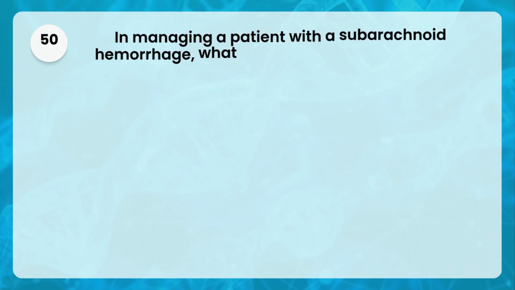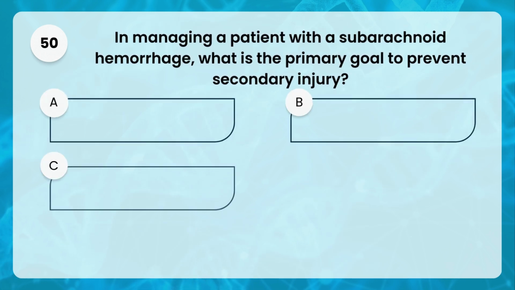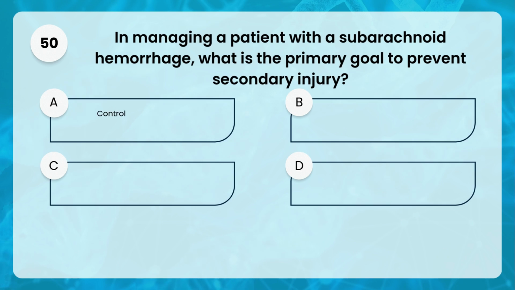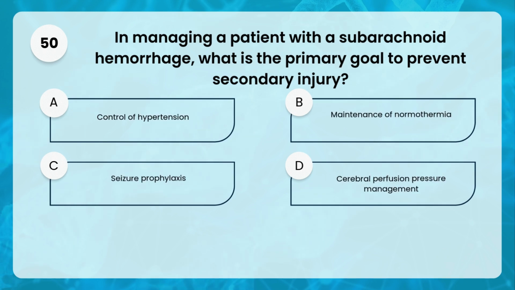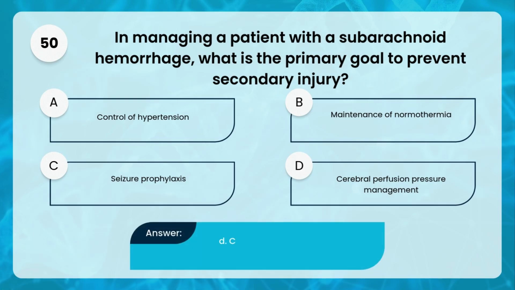Number 50. In managing a patient with a subarachnoid hemorrhage, what is the primary goal to prevent secondary injury? A. Control of hypertension, B. Maintenance of normothermia, C. Seizure prophylaxis, or D. Cerebral perfusion pressure management? The answer is D. Cerebral perfusion pressure management.